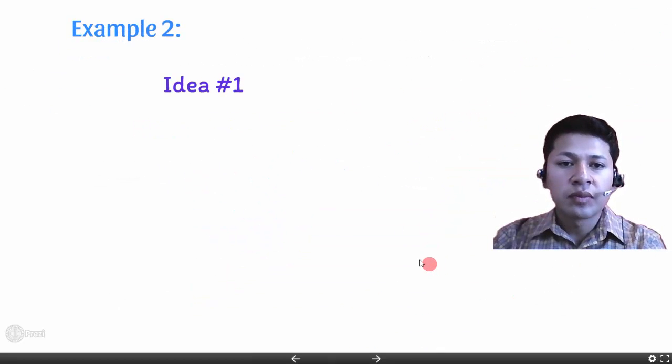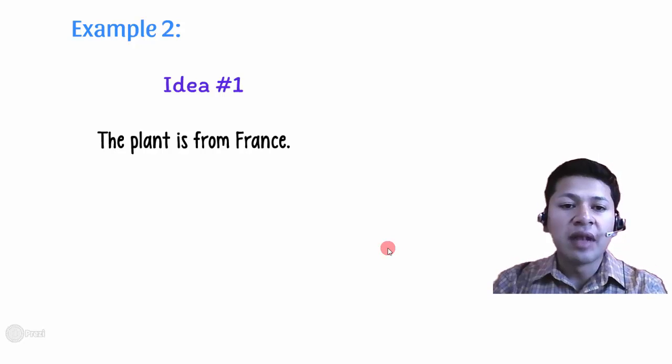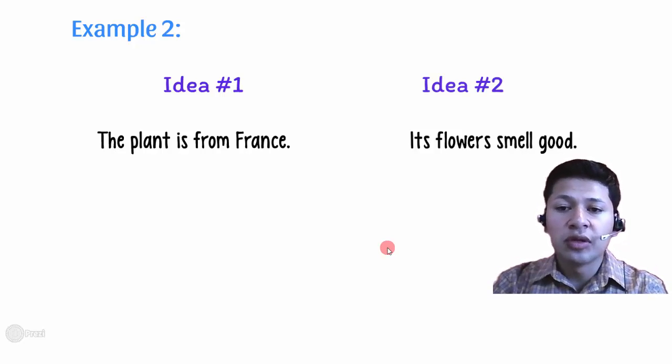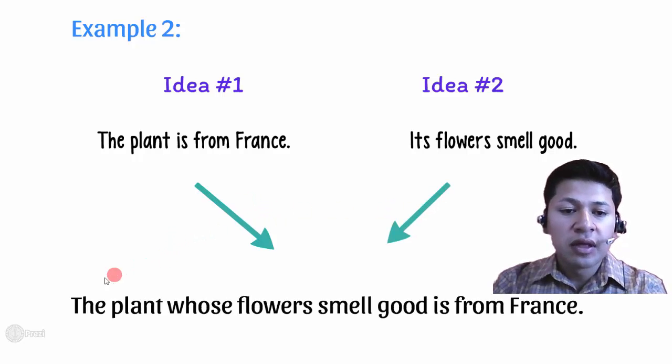Example 2. Idea number 1. The plant is from France. Idea number 2. Its flowers smell good. If we combine these two ideas, we get the sentence. The plant whose flowers smell good is from France.